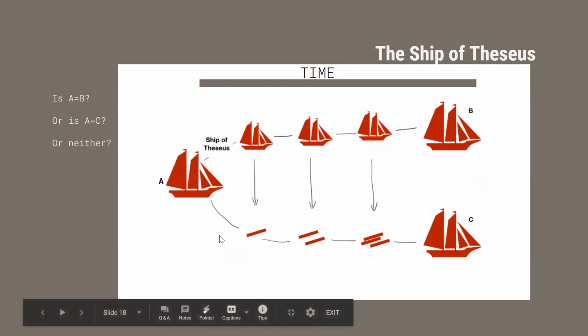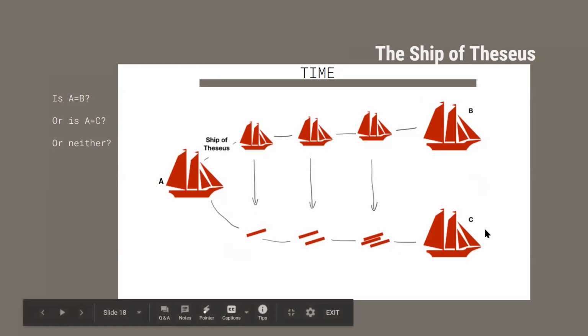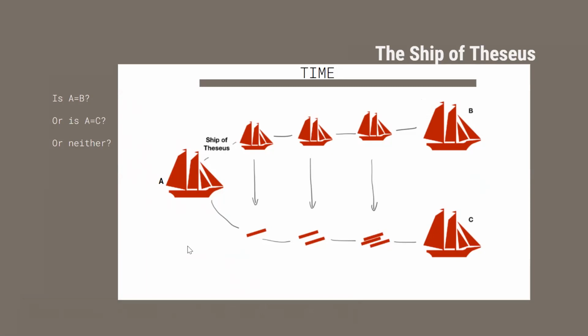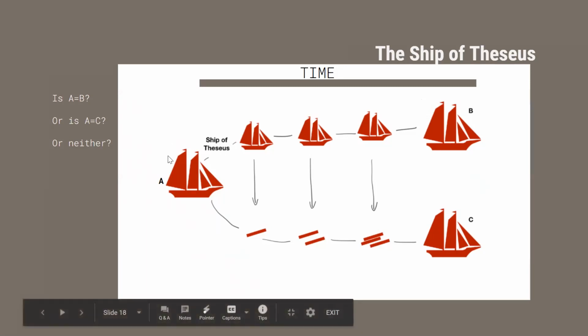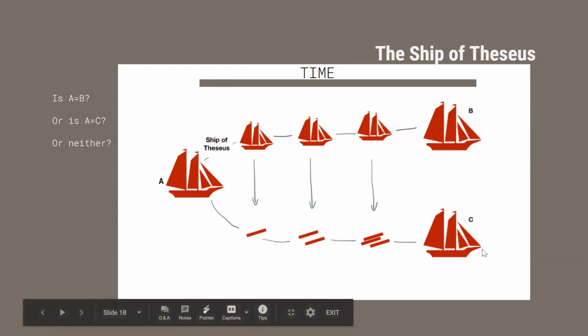But, question, is A, the original Ship of Theseus, ship B? Or is A ship C? Or is A neither, is it neither B nor C? I'm not really entirely sure what to think. It seems like ship A over time slowly became ship B. Ship A and ship B are the same ship. But it also looks like ship A and ship C have a good claim to being the same ship, right?